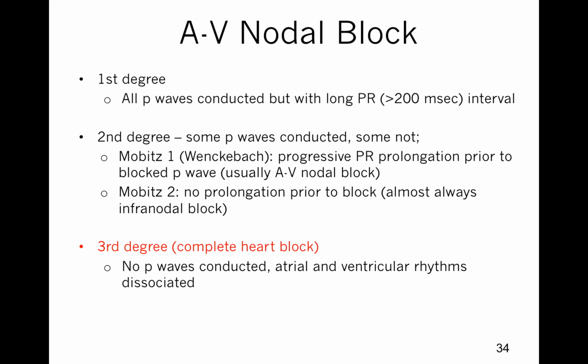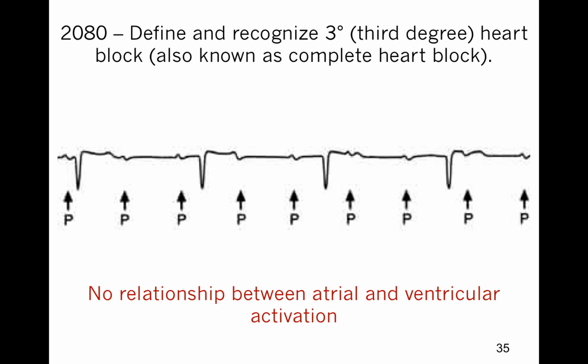Moving on to the third type of AV nodal block. This is third degree AV block, which is also called complete heart block. In this case, none of the P waves conduct to the ventricles. The atria and the ventricles are completely dissociated, and there's no electrical connection between them. So here you see P waves marching through, and the QRS complexes are marching at their own regular rate, and there is no relationship between the P waves and the QRS.